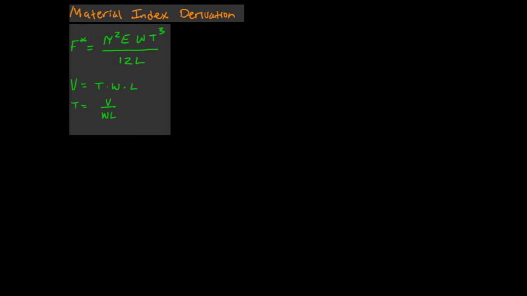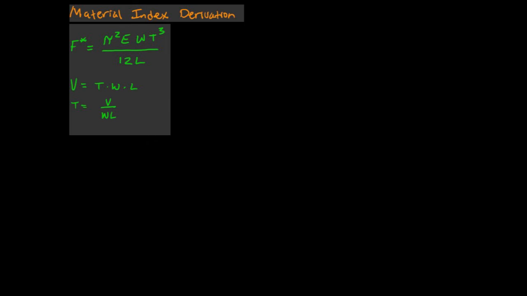So now we get to the material index derivation, and as I mentioned before, we are treating the fixation plate as a column under compression due to a force load being exerted on it. And if we go to Appendix B of the textbook, we'll get that the critical force, so the force required for the material to fail, is equal to pi squared times the elastic modulus times the width times thickness cubed divided by 12 times the length.